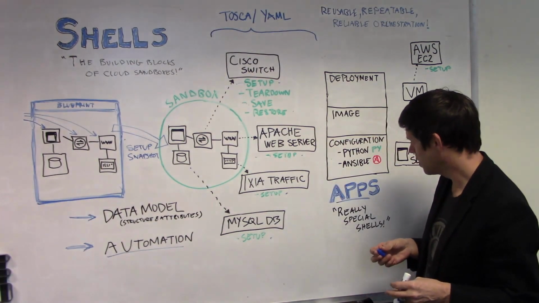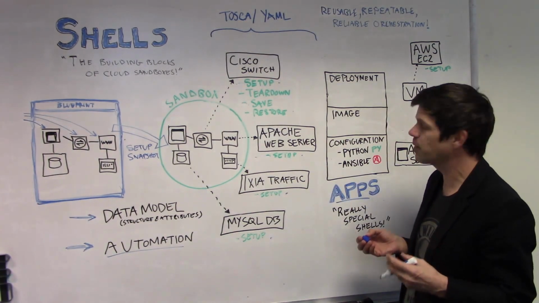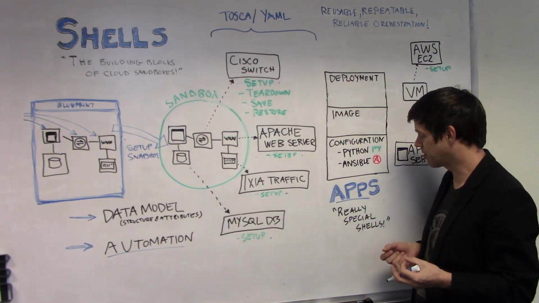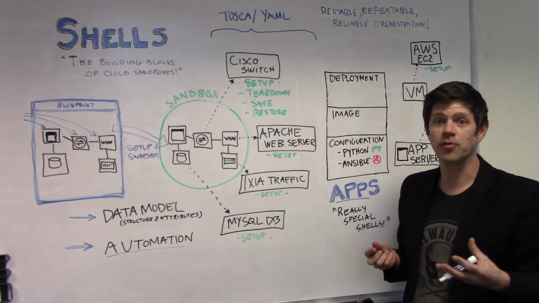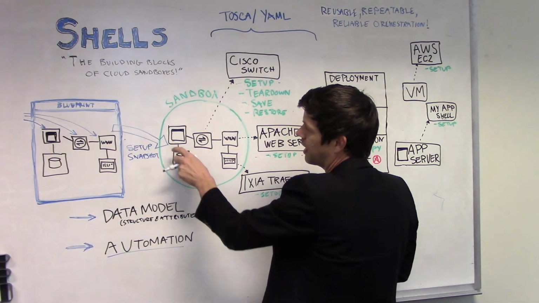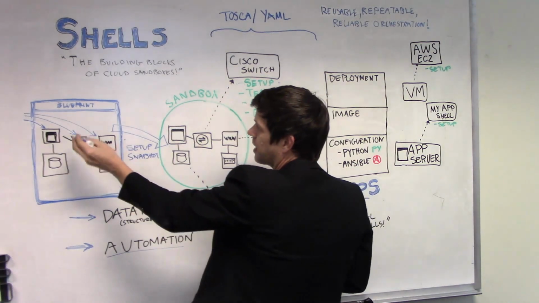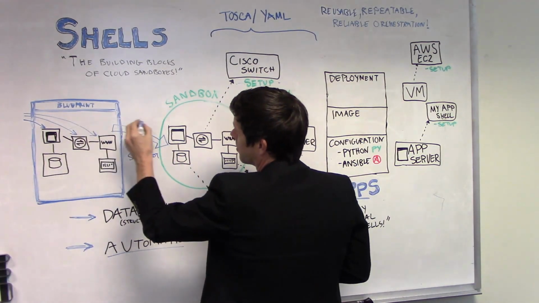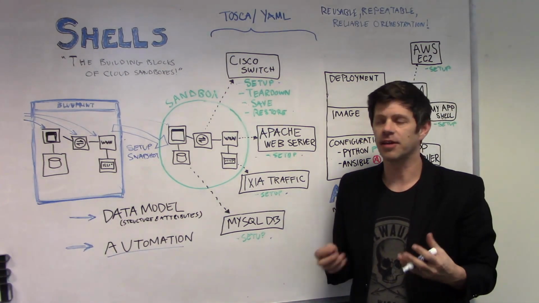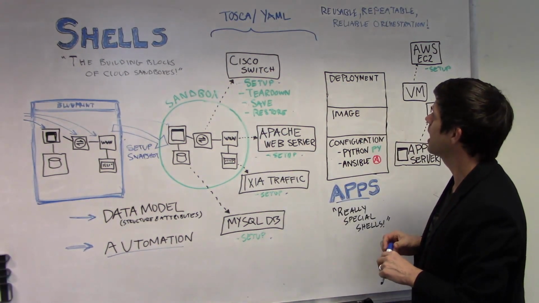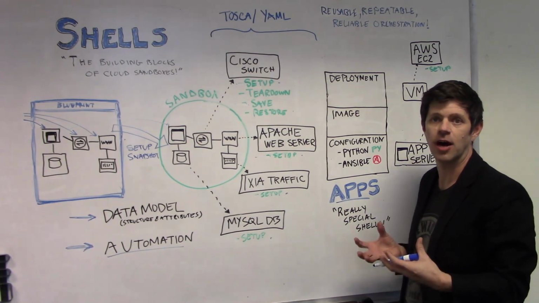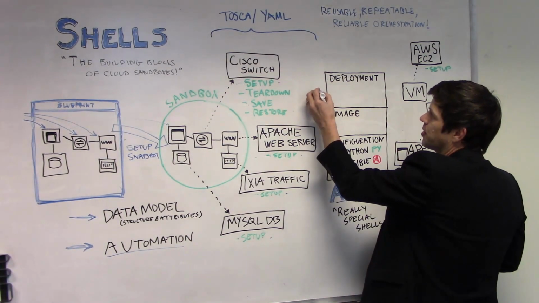Now, I want to talk about a special kind of shell. We call these apps. You can think of apps as really special shells. I didn't talk a lot about our little back-end application here, but this back-end app gets deployed into our sandbox as an app because it's an application. Apps can be thought of as compound shells. They really have three components.